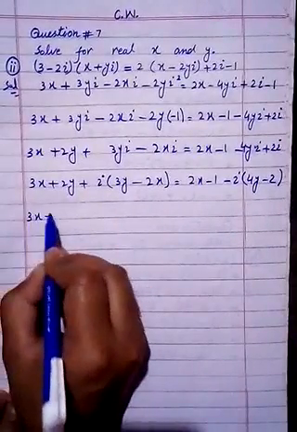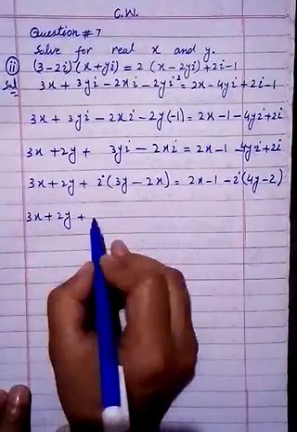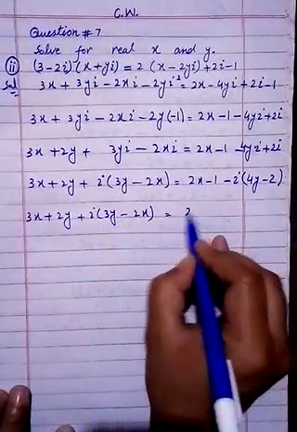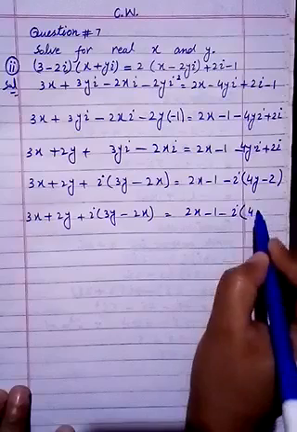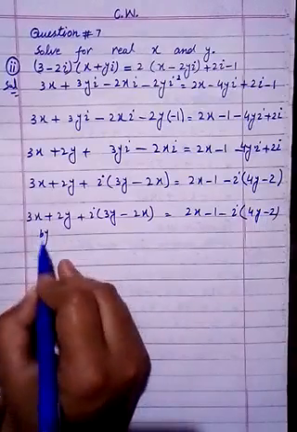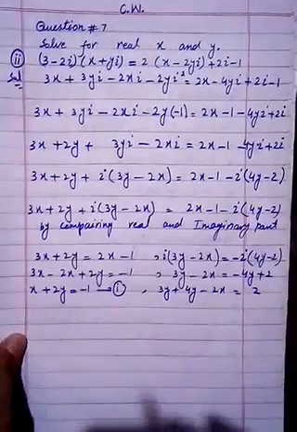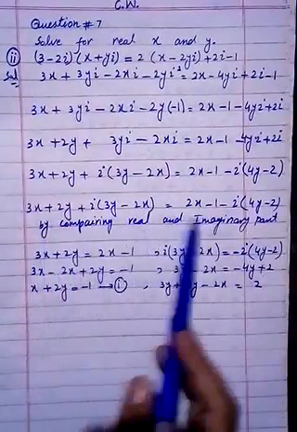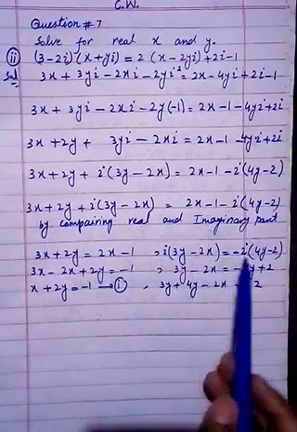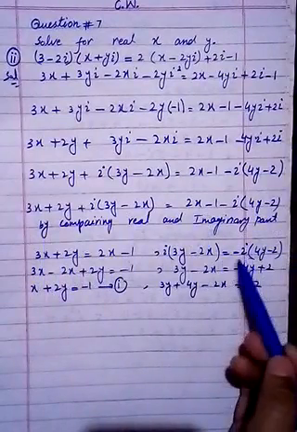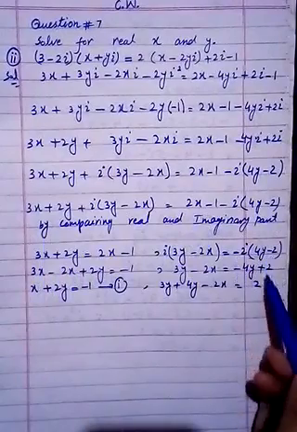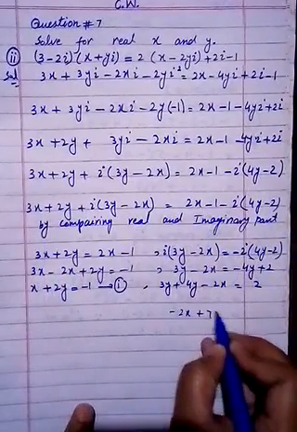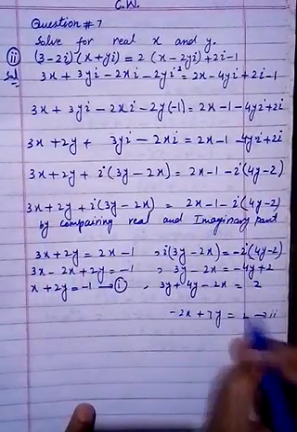Now you can write 3x plus 2y plus iota as it is into 3y minus 2x equals 2x minus 1 minus iota into 4y minus 2. Now you can write here by comparing real and imaginary parts. Real part equals real part of the right hand side and imaginary part equals imaginary part of the right hand side. Iota cancels with iota, outside is minus, then inside the sign will be changed. Now after simplification you get minus 2x plus 7y equals 2. That is known as equation number 2.